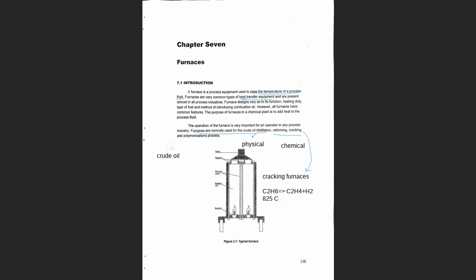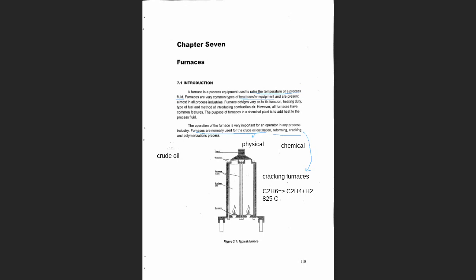So as you can see in here, the same design, the same furnace that can be used in a physical or chemical process will have different purposes. Usually in distillation, guys, in crude oil distillation, the operating temperature is not really that high. I mean, you'll be talking about somewhere in the range between 400 to 500 degrees Celsius. Okay.